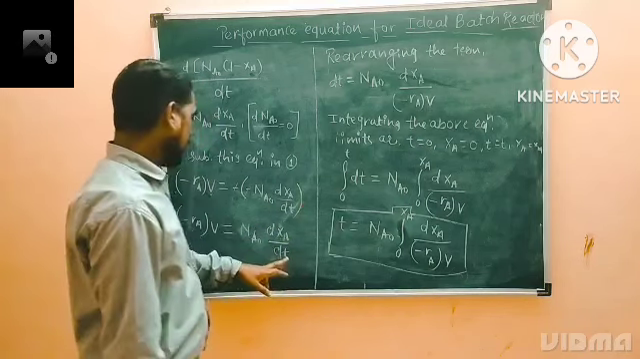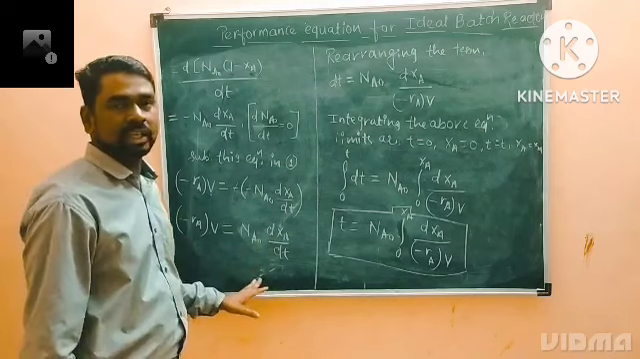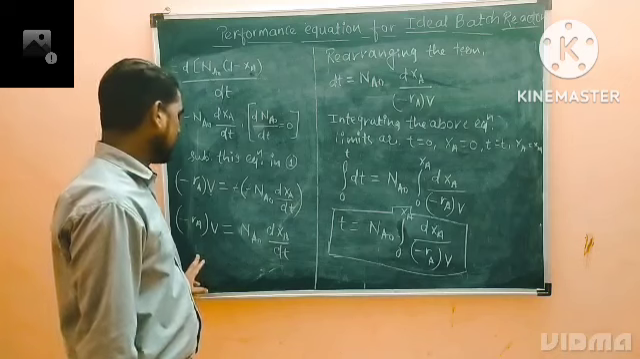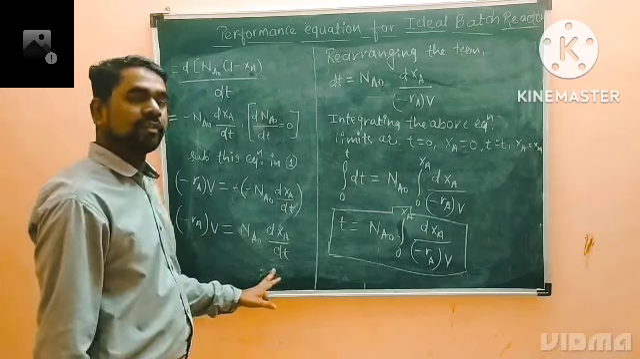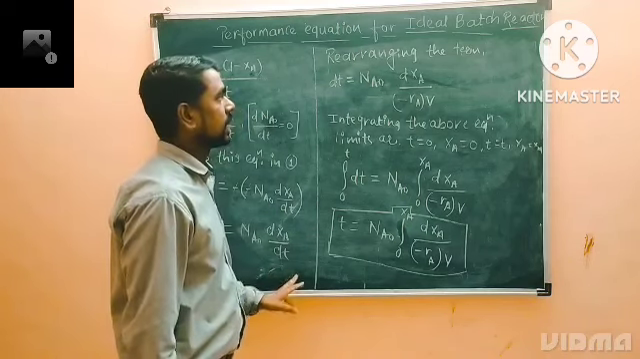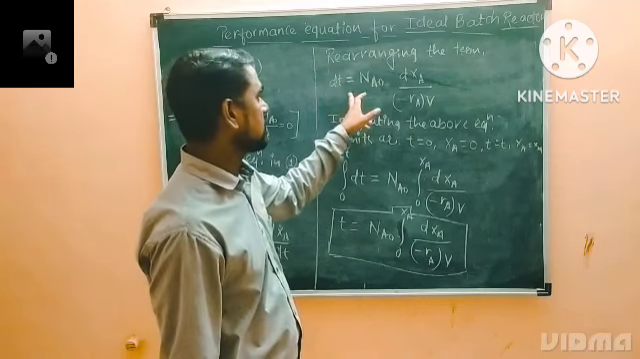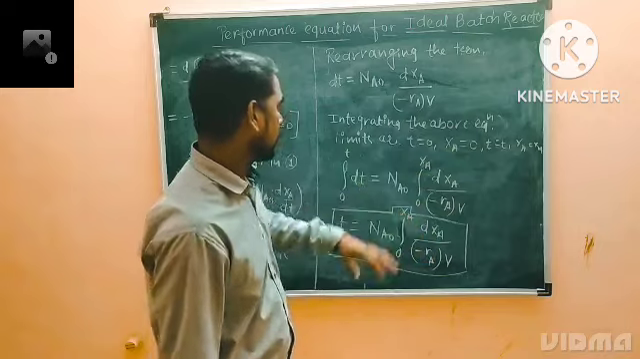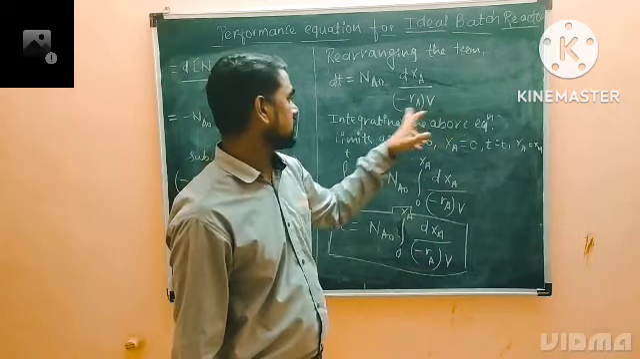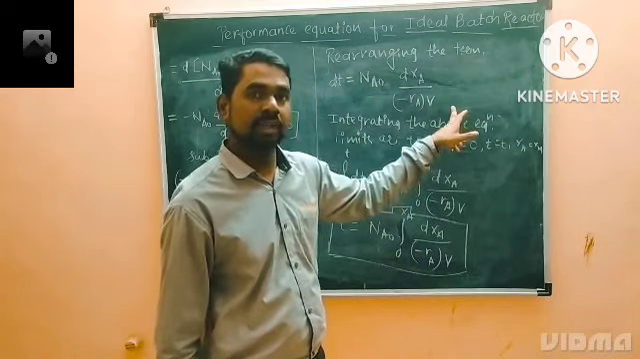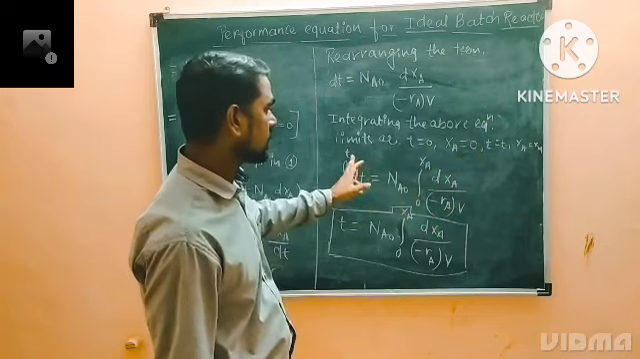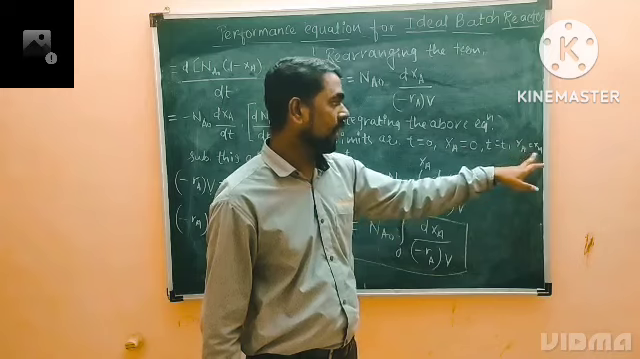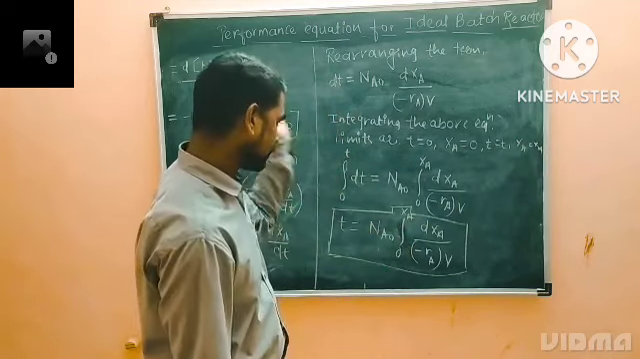Now I rearrange the terms: dt is shifted to the left-hand side, and minus RA V is shifted to the right-hand side. So the equation becomes dt is equal to NA0 dXa upon minus RA V. Now I integrate this equation with the limits: t is equal to 0, Xa is equal to 0, and t is equal to t, Xa is equal to Xa.